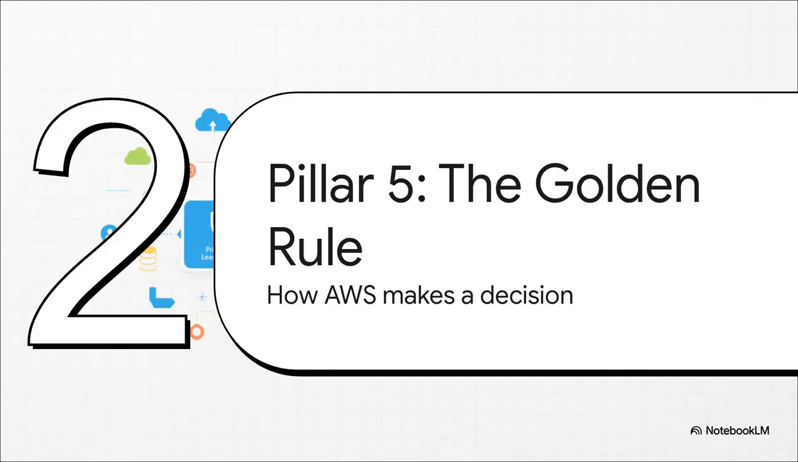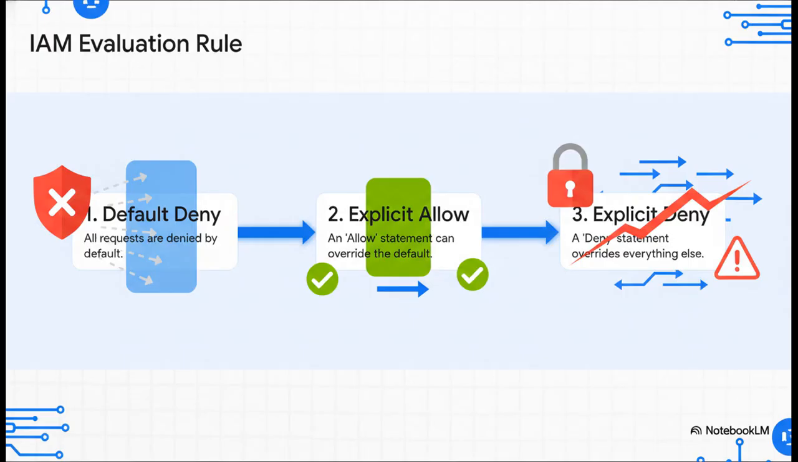Okay, now we get to what is probably the most misunderstood, but also the most important part of IAM. This is the golden rule. This is the critical piece. How does AWS look at all these different policies and decide, finally, whether to allow or deny a request? If you get this, you get everything. It's actually a really simple 3-step logic, and it never changes.